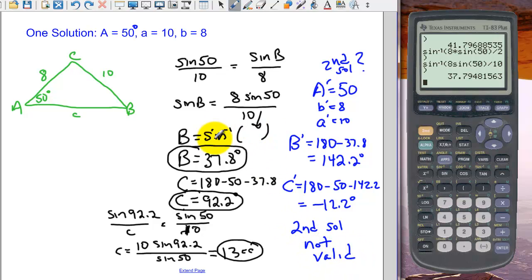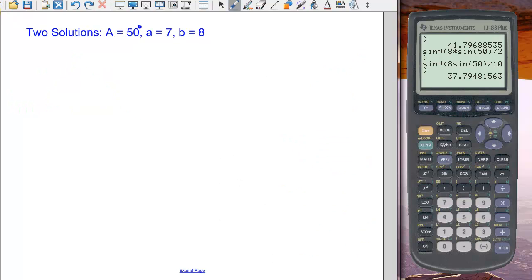So we only have one solution, as I had indicated. So let's wrap up here and look at a situation where the second solution does work. So we have here our triangle. This is given 50 degrees. This is still 8. This time side A is 7.